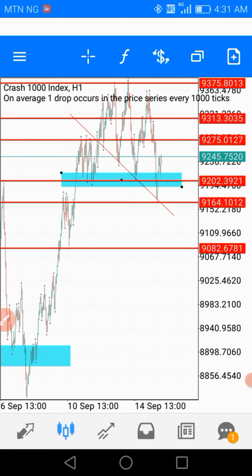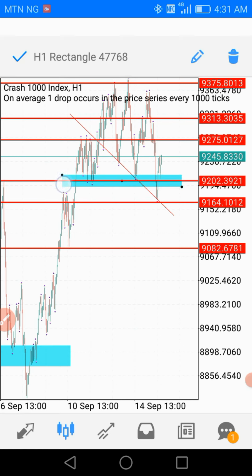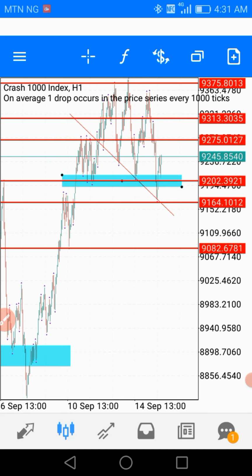Okay, I'll place it somewhere here. This is the most suitable place. Okay, this is the most suitable place for it. Yes. Now, are you supposed to take your trade blindly?